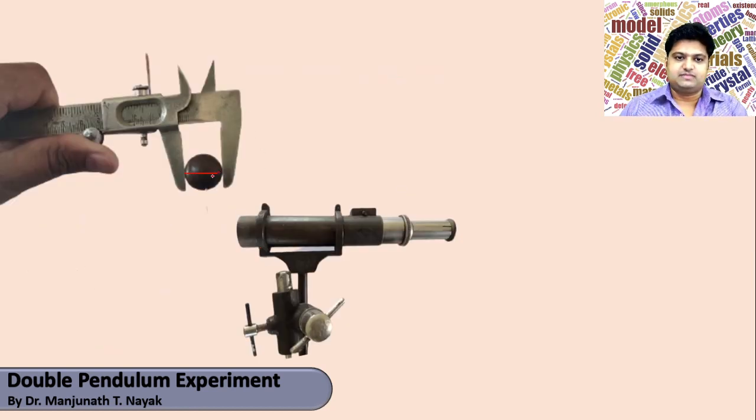So you have this vernier caliper to find the radius. Of course, you'll get the diameter, which you will have to divide by 2 to get the radius. And this is the telescope that you'll be using to measure the time that is required for 20 oscillations.